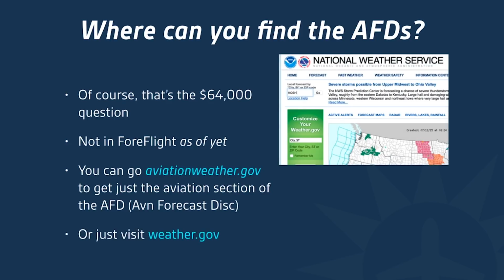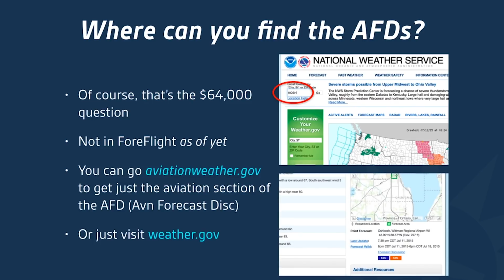Or the easiest way to get the entire AFD is to just visit weather.gov. When you bring that up, you'll see a little data entry window in the upper left. You type in the airport identifier for that particular county warning area you're interested in. Tap on Go, and that will bring up a page where, on the right side down a little bit further, there'll be a link to the forecast discussion. You click on that, and it'll bring up the complete, latest discussion for that particular county warning area, which covers that particular airport.